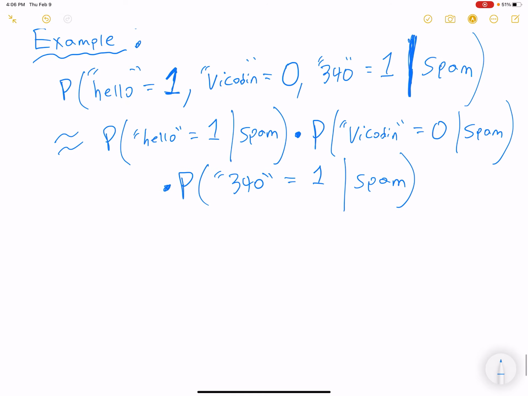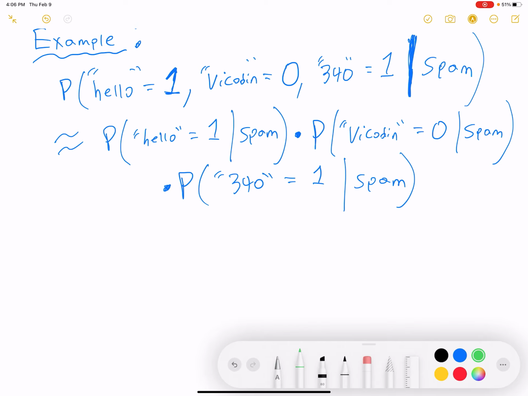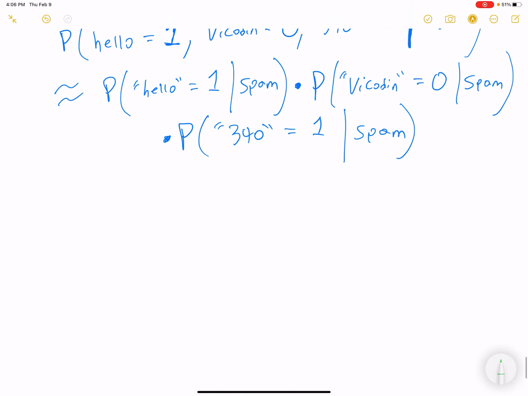Okay, so let me just go to an example. There's a few more theory things I wanted to cover, but I think this will make a lot more sense with an example.